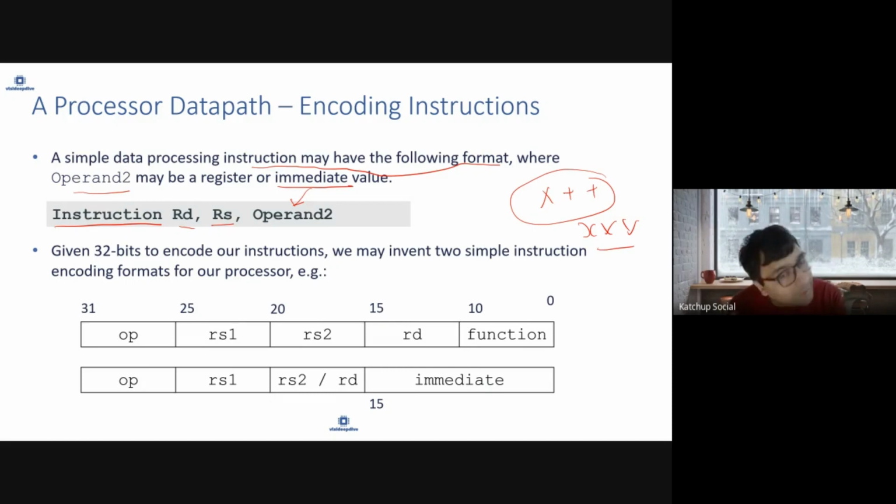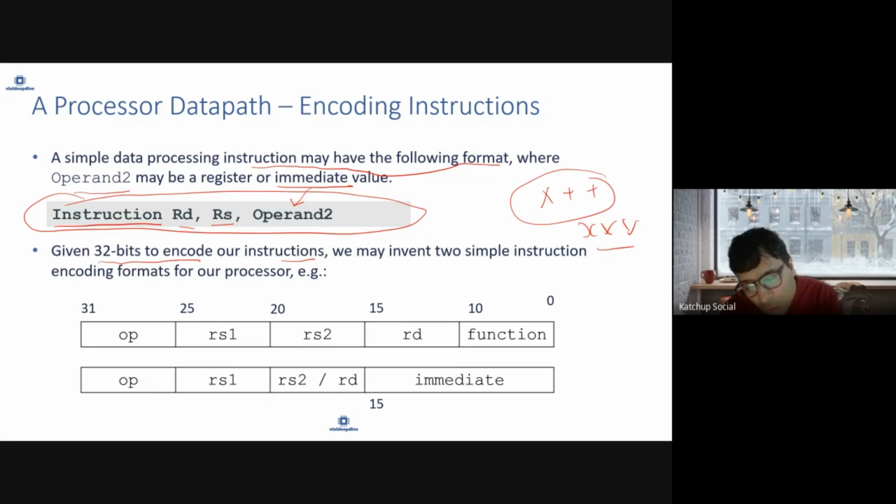Now, given this, we have 32 bits to encode our instructions. So these are our instructions, a sample format of our instructions, and we have 32 bits to encode them. There are two simple instruction encoding formats which we can design. One format is this: some bits you give to the opcode, which says what operation you want to do. Then this is the address of your result. Then this is the address of one operand, and this is the address of another operand.